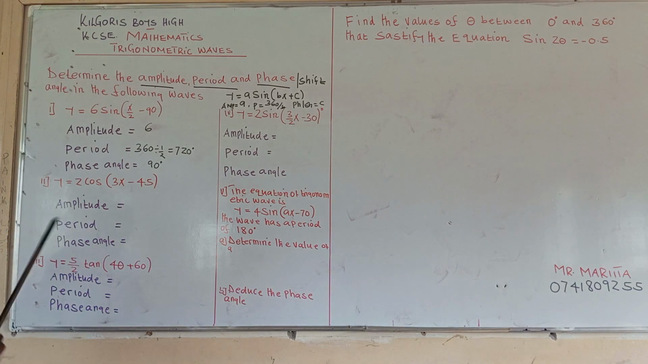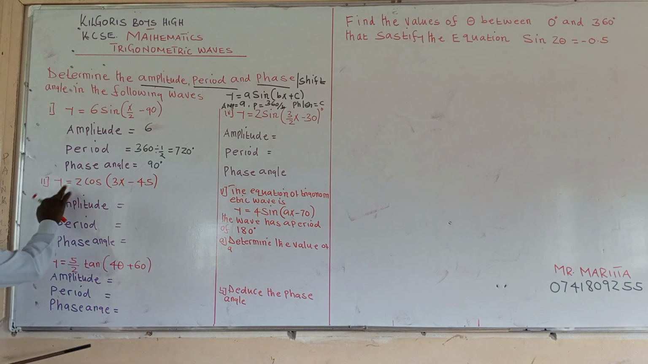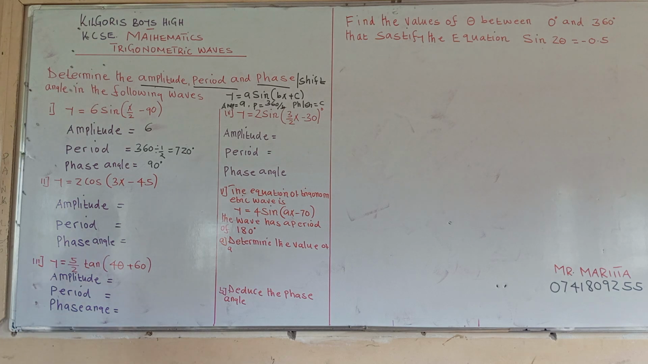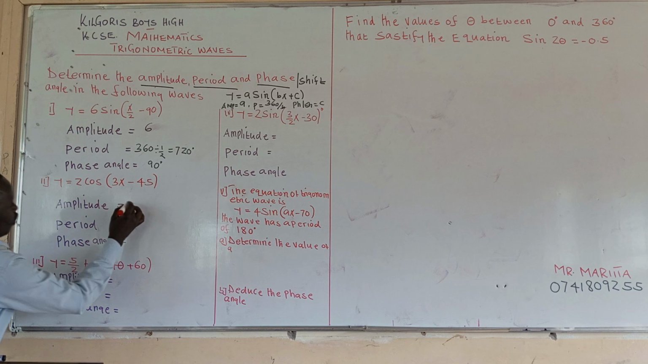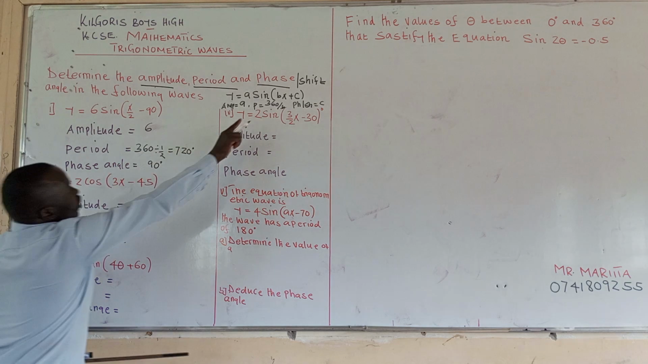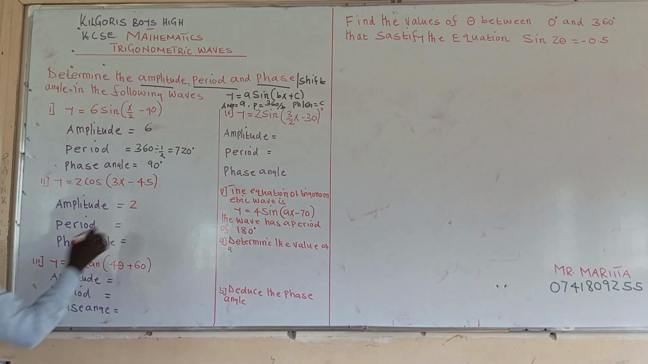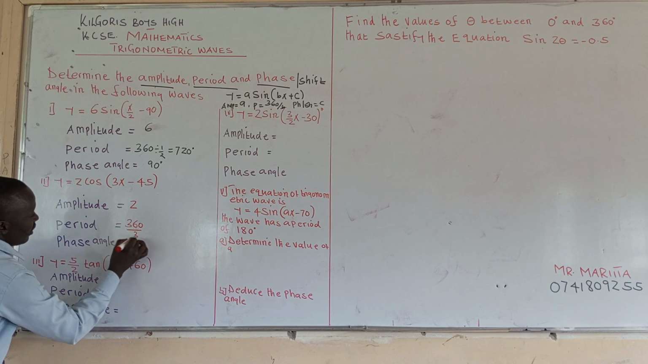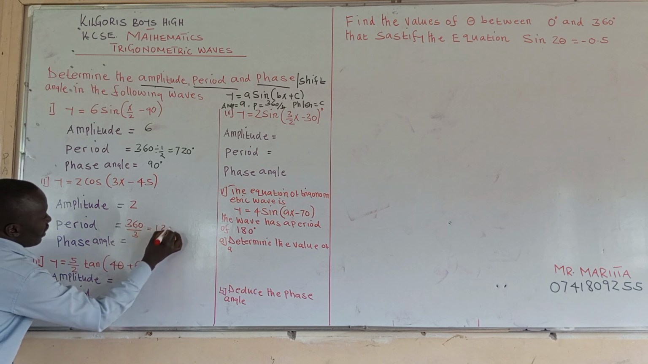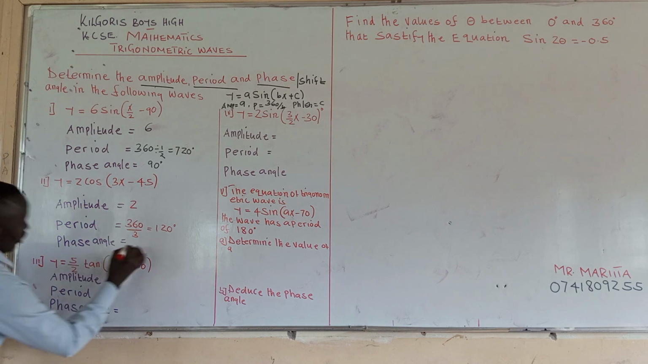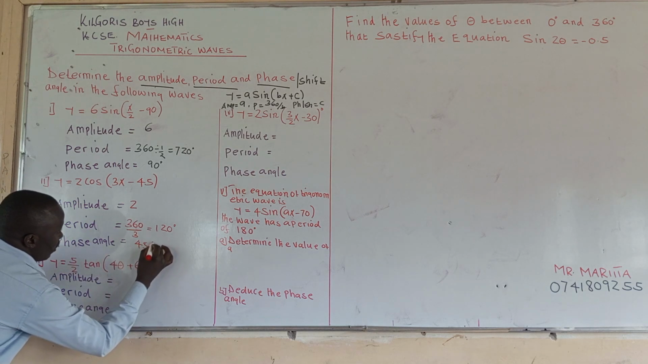Question 2. We have the trigonometric wave y is equals to 2 cos 3x minus 45. So what do we have? Amplitude, we have 2. Period, we have 360 divided by p, so we have 360 in this case, you divide it by 3. This is giving us 120 degrees. Phase angle is equals to 45.